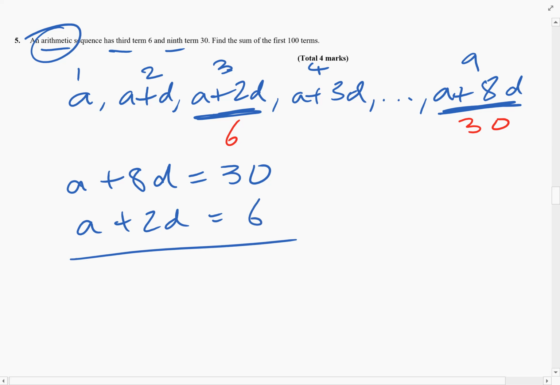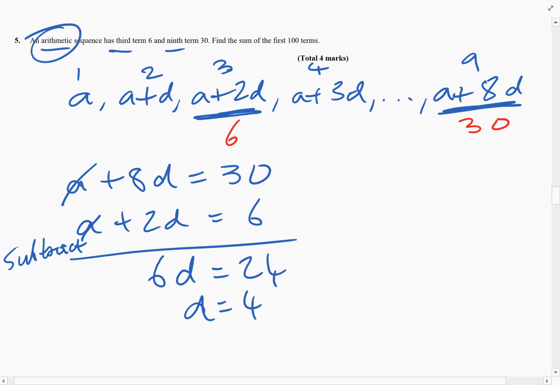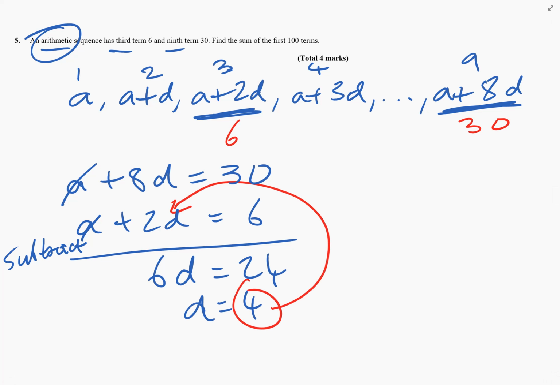You could just subtract these two. There is a simultaneous equation solver on your calculator, but in this case, definitely quickest just to do this manually, I think. So you get 6d equals 24, so d equals 4. If d equals 4, then you can put 4 back into one of the equations. Let's put 4 into there, and that will give us a plus 8 equals 6. So a will equal minus 2.